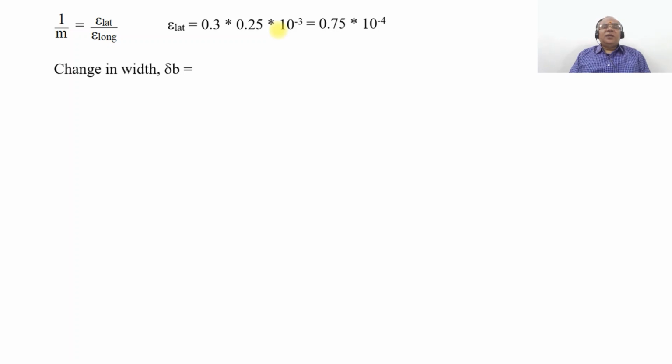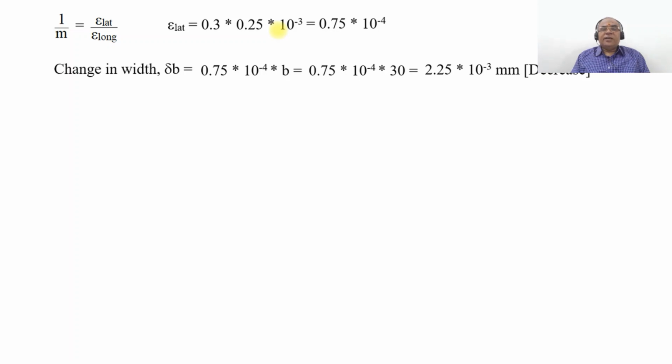Next, we have the change in width. What is delta B? Since the width is the lateral dimension, delta B is the lateral strain into B. The lateral strain is 0.75 into 10 to the power of minus 4, into B. So what is that value? 0.75 into 10 to the power of minus 4 into 30. The B value is 30, so you substitute this value. By calculation, you will get 2.25 into 10 to the power of minus 3.